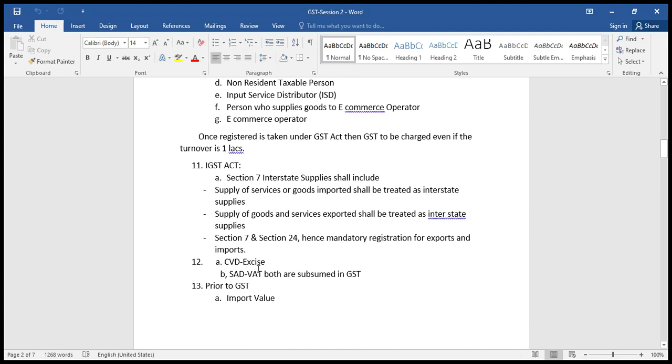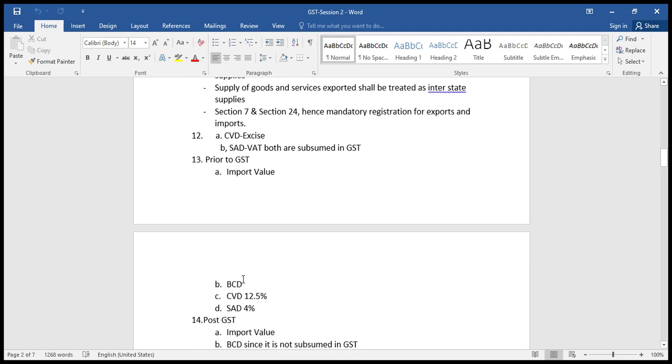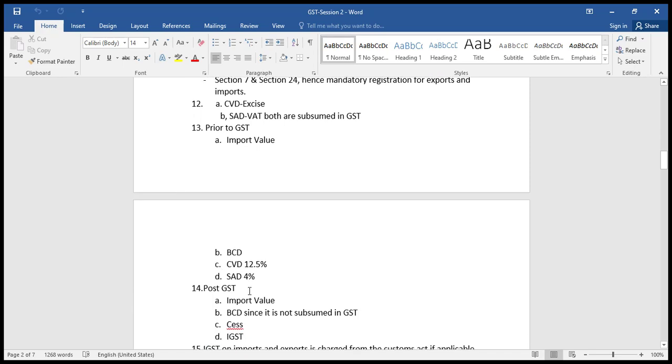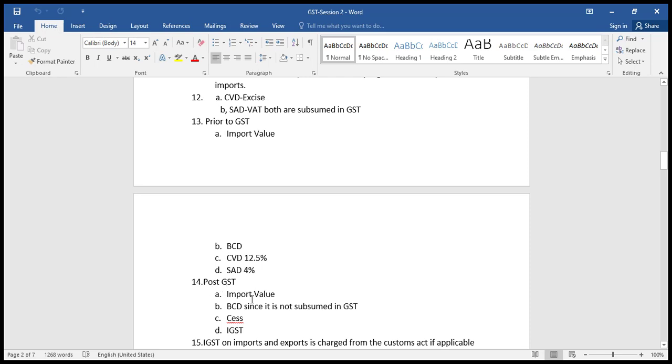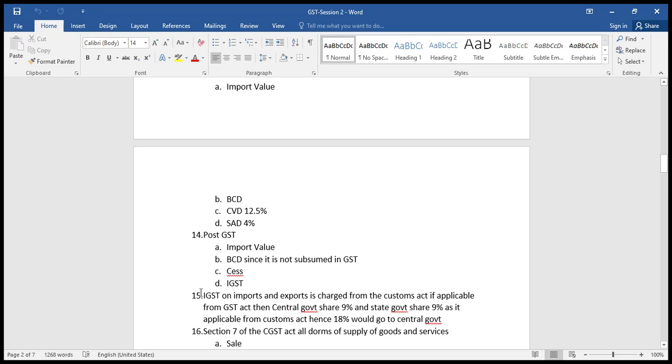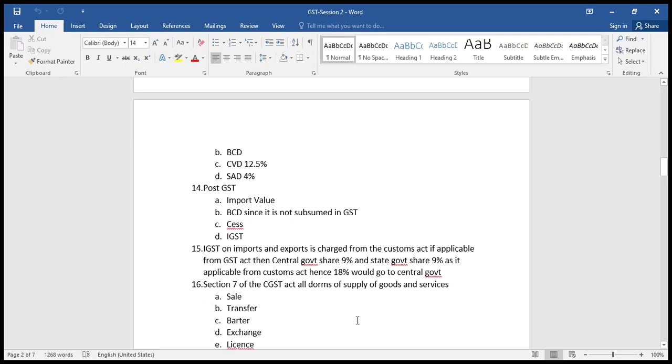CVD, excise, SAD, VAT are all subsumed in GST. Prior to GST, import value plus BCD plus CVD 12.5% plus SAD 4%. Post GST, import value plus BCD, since it is not subsumed in GST, plus cess plus IGST. IGST on imports and exports is charged from the Customs Act. If applicable from the GST Act, the central government share would be 9% and the state government share 9%. As it is applicable from the Customs Act, 18% would go to the central government.